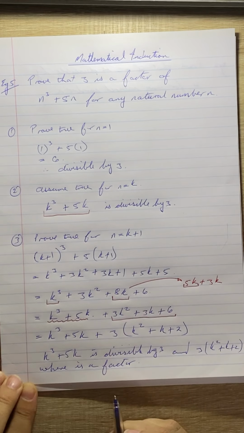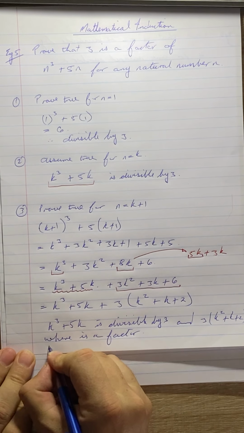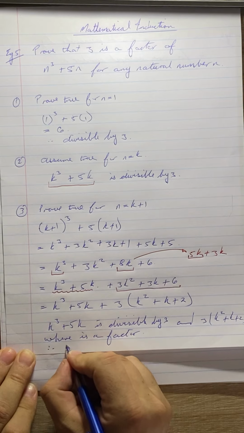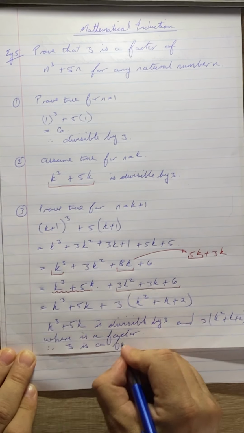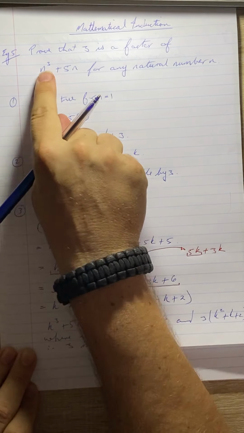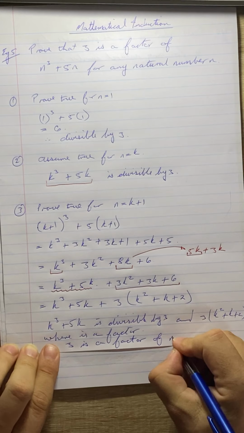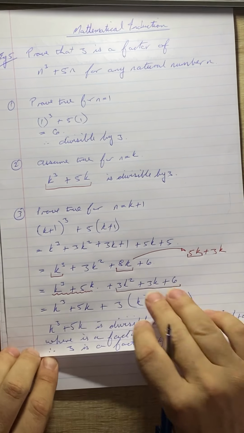All right, therefore, sorry, I'm just having to squeeze it at the bottom here. Therefore, 3 is a factor of this entire thing here, n cubed plus 5n. All right, then going on to the next example, which is example 6.